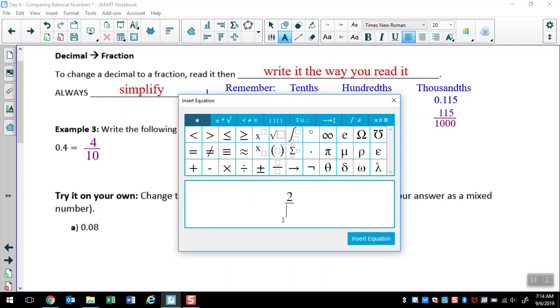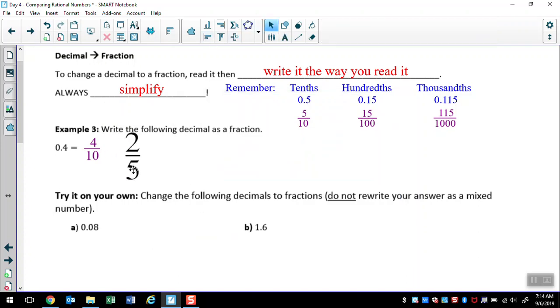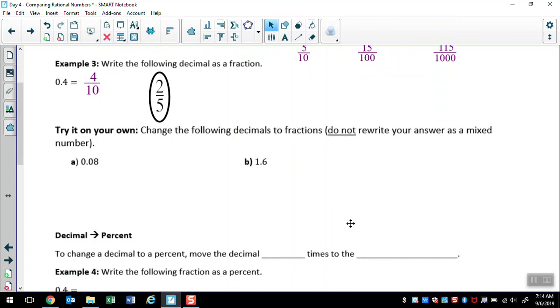So 2/5 becomes my answer. So 4 tenths simplifies to 2/5. And I'm going to circle my answer. Okay. All right. Now, I want you guys to try these two on your own. Go ahead and pause the video now.